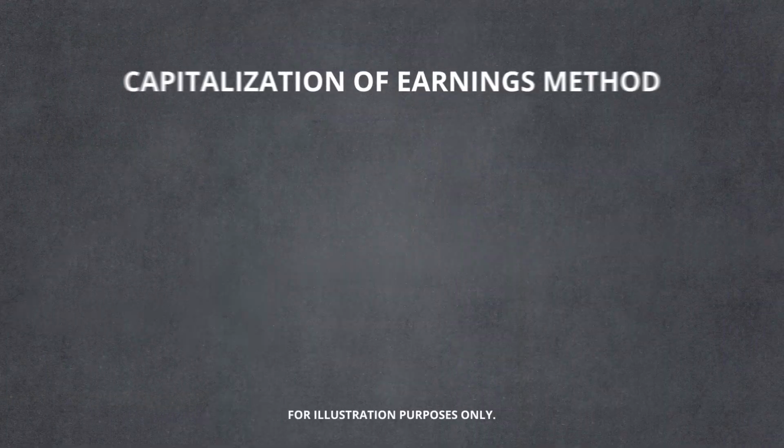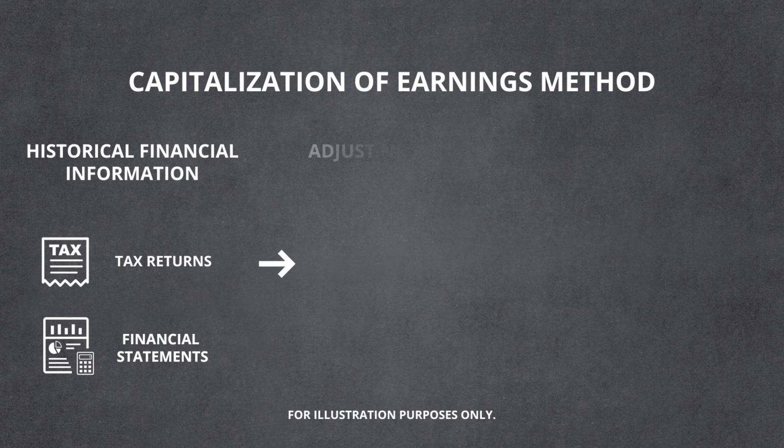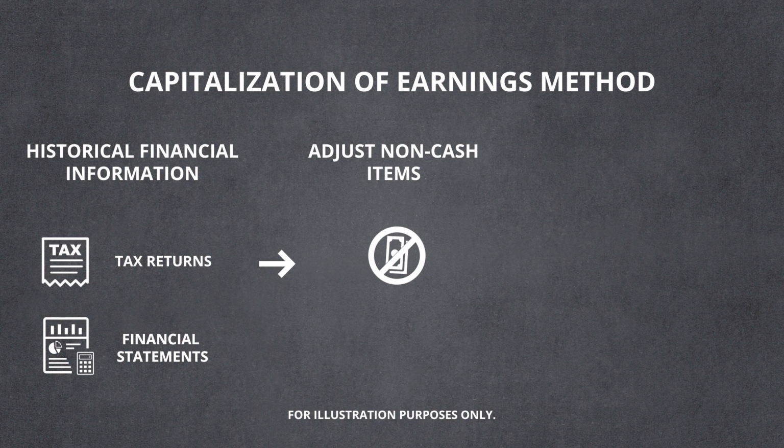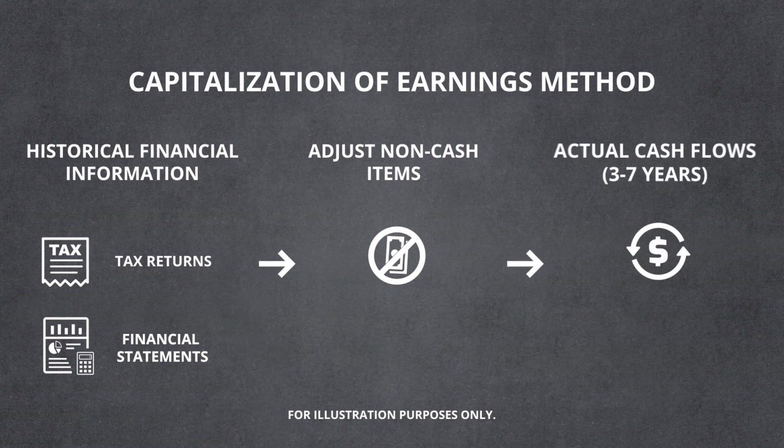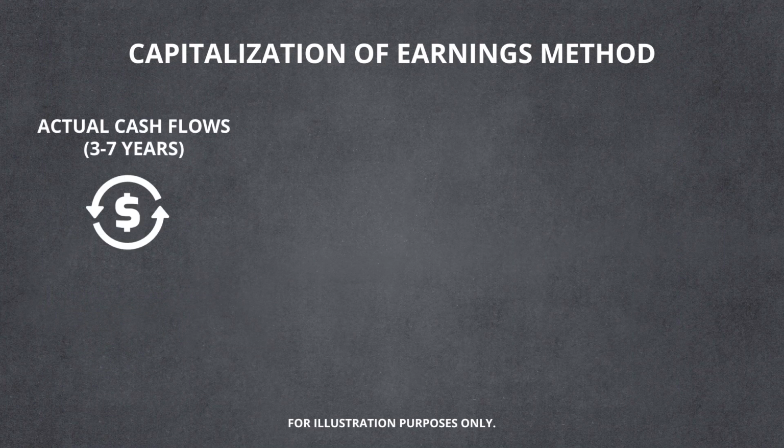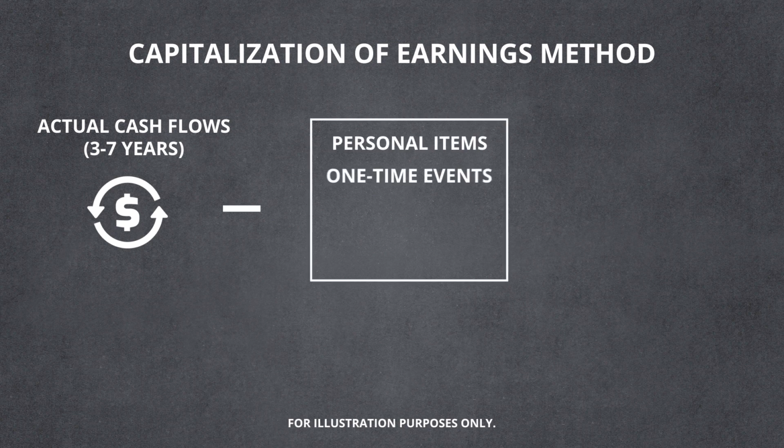There are some common income methods that we see being used for closely held small businesses. The most commonly used one would be the capitalization of earnings method. The capitalization of earnings method starts by using historical financial information. Typically, this is tax returns or financial statements. We then take that financial information and we adjust non-cash items such as depreciation expense to see what the actual cash flows were over 3 to 7 years. We then take those adjusted cash flows for 3 to 7 years. We then adjust out personal items, one-time events, or anything else that created abnormal cash flows.